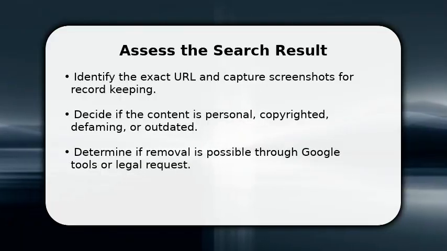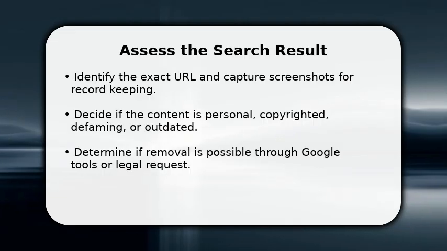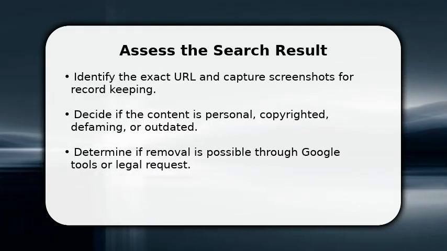Start by identifying the exact URL that appears in Google search results. Capture screenshots and save the page as a PDF for your records. Decide whether the content is personal data, copyrighted material, defamation, or simply outdated. Check whether the page is on a site you control or a third-party domain.